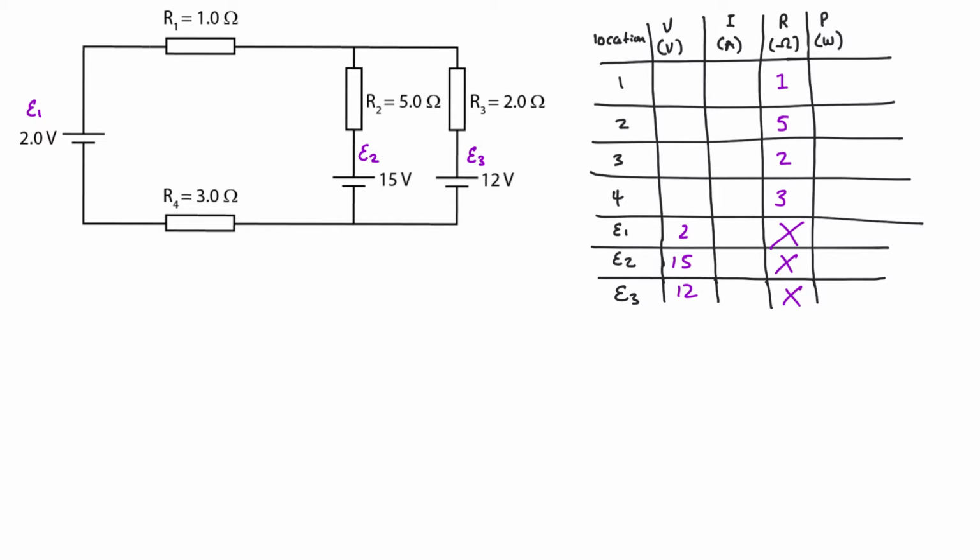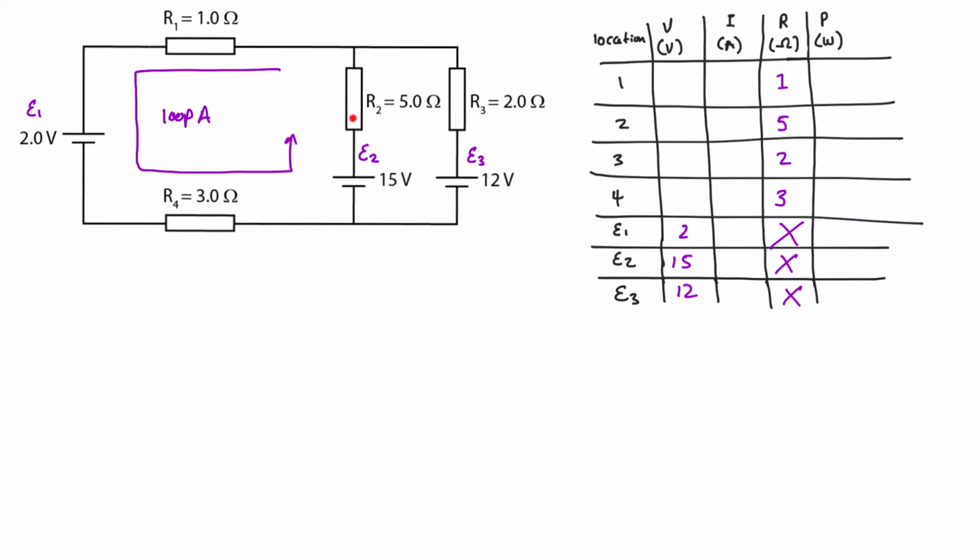So let's start creating a few loops. I'm going to create one loop over here, and I'm going to call this loop A. And I'm going to create another one, and it doesn't really matter how you create it. You can create another one going all the way back like this, or all the way on the outside, or you can draw one on the inside. So I'll draw one on the inside.